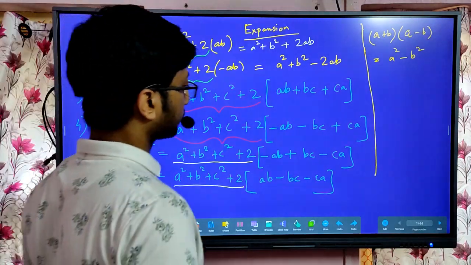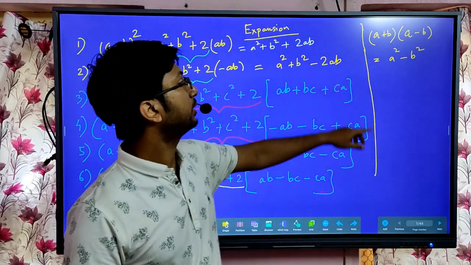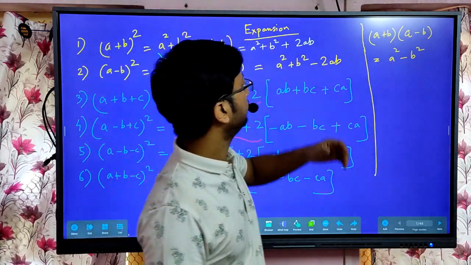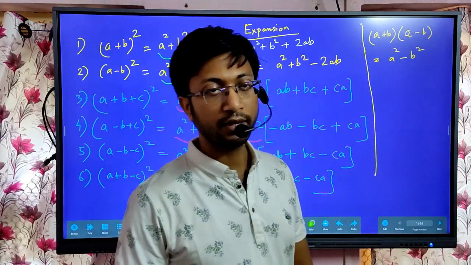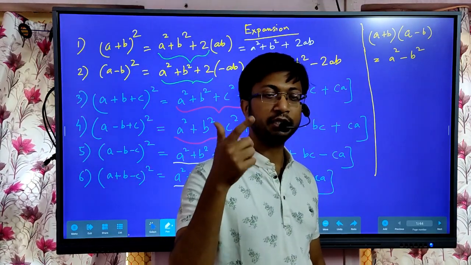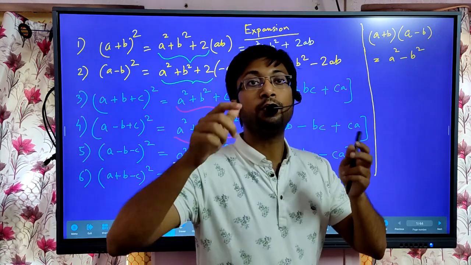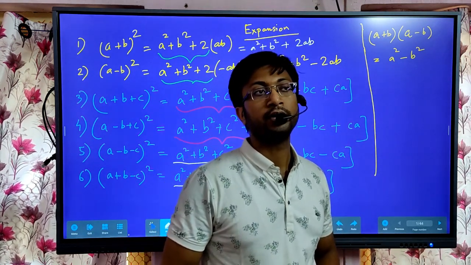Now, before moving on to the cubes, we have one more formula, that is A plus B into A minus B. Now this formula you have studied in factorization, right? Now this chapter is expansion. Expansion is nothing but just the opposite of the chapter called factorization. Understood? It is just the opposite.